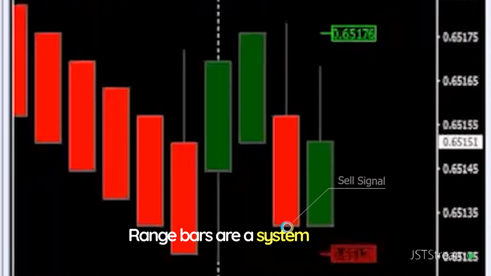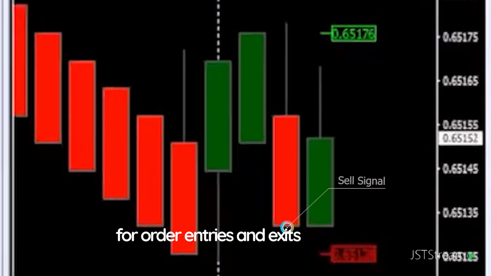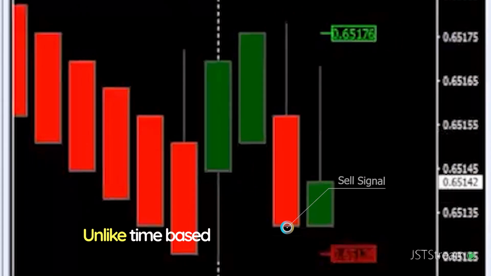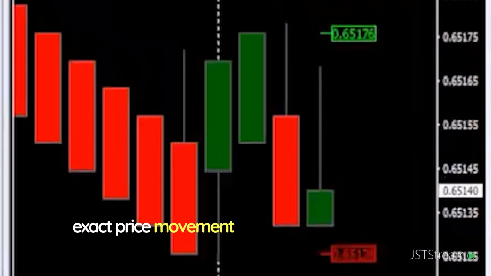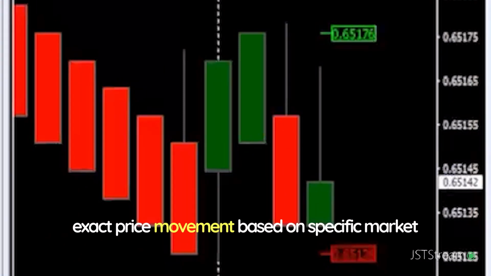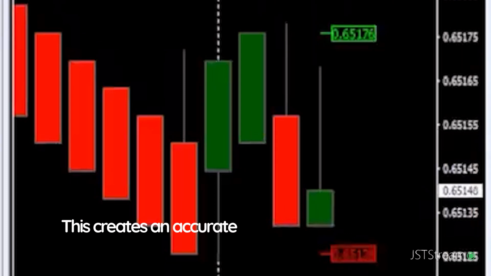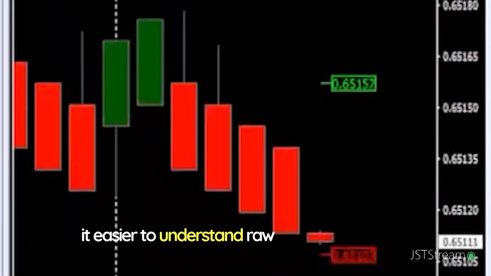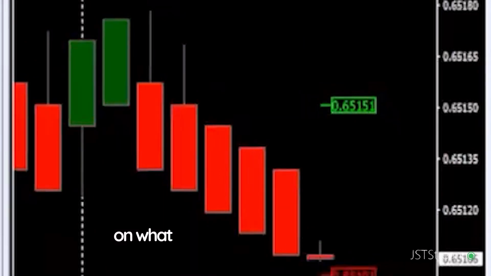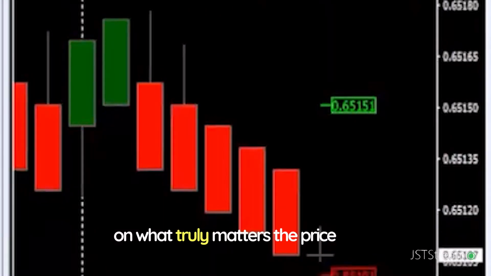Range bars are a system we use for order entries and exits in trading. Unlike time-based bars, which can be random and of varying sizes, range bars measure the exact price movement based on specific market points. This creates an accurate pattern-based chart setup, making it easier to understand raw price action based on what truly matters, the price itself.